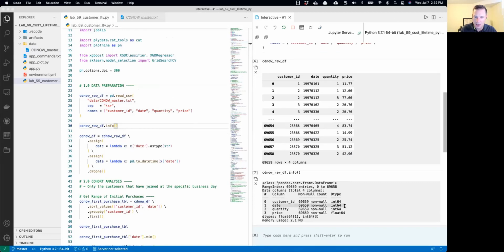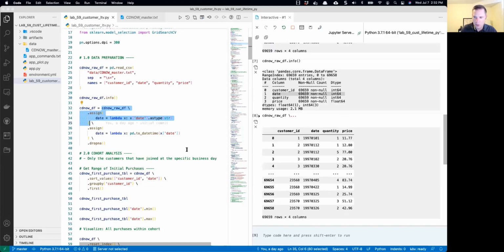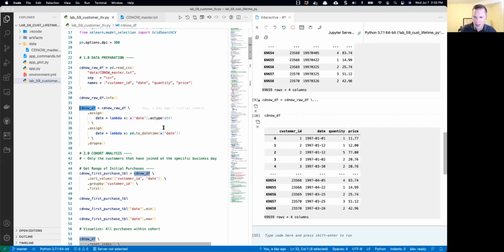The date is an int64. I'm going to want to change that to a datetime. So that's what I'm going to do right down here. I'm going to first convert it to a string, so this will convert it from a number to a string. And then the next thing I'm going to do is convert to datetime. And then I'm going to drop any NA values in here as well. So that'll be pretty much the extent of my data wrangling operations, at least for the initial analysis.